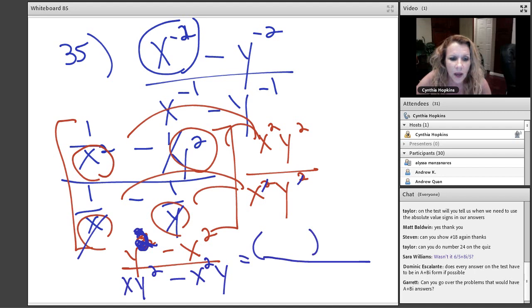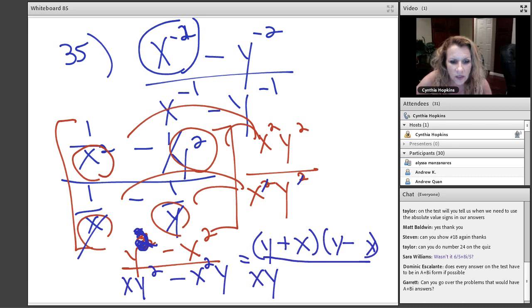Okay, numerator of that fraction is a difference of squares. So I get the sum and the difference, and then square root of y squared is y. Square root of x squared is x. And there you go.